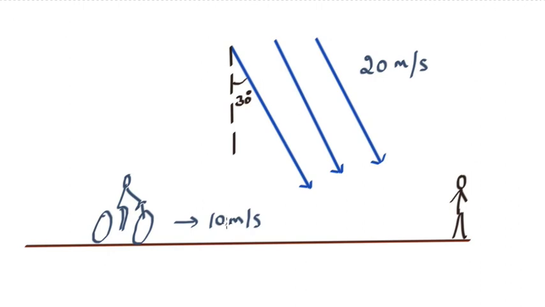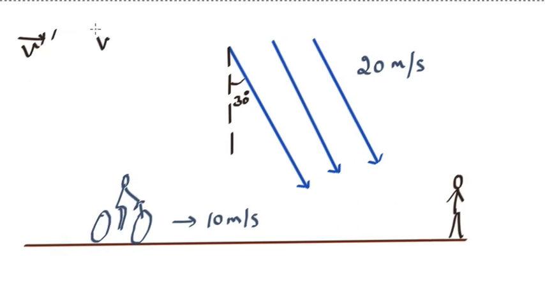The other frame, the moving frame, is the cyclist frame. The question is, what angle does the rain make with the vertical in the cyclist frame? In the cyclist frame, the velocity of the rain is v prime. Now, as seen by the person standing on the ground, the velocity of the rain is v. And we know the relationship is v prime is v minus u, u being the velocity of the moving observer. Very well. In order to do vector addition or subtraction or anything to do with vectors, it's best to set up a coordinate system and work with components.